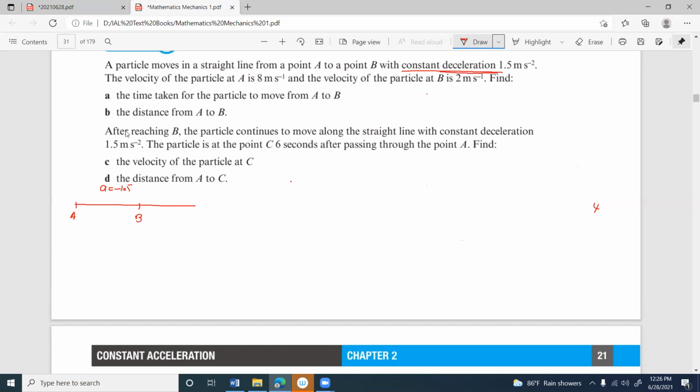Deceleration. The velocity at A is U, which is 8, and the velocity of the particle at B is 12. So therefore V is equal to 2. Find the time taken for the particle to move from A to B.